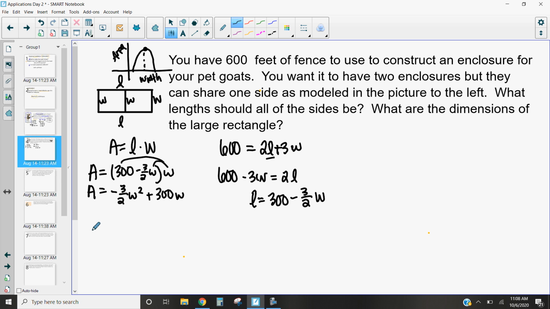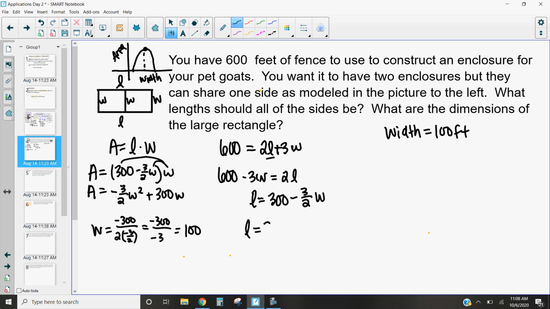Well, I'm going to do our width equals negative b over 2a, just like we've been doing. So negative 300 over 2 times negative 3/2. Well, that's going to be negative 300 over negative 3, which equals 100. So if my width is 100, that'll optimize my space there. So we want the width to equal 100 feet.